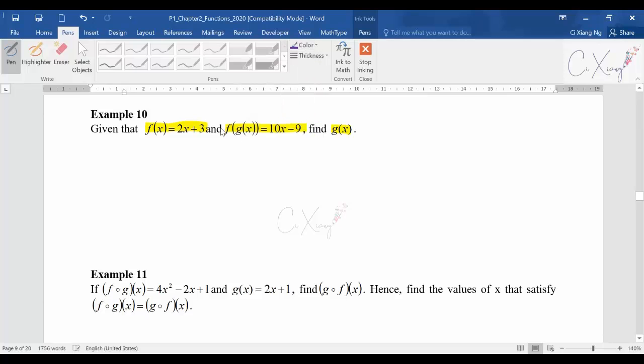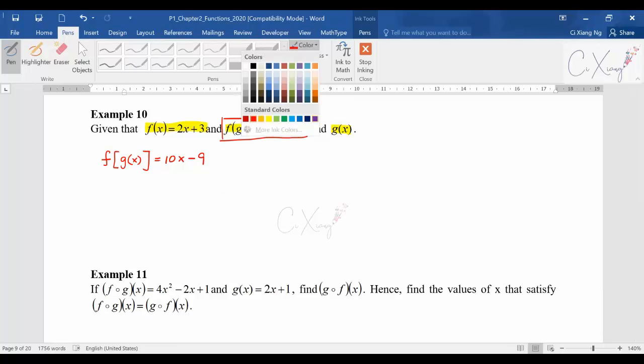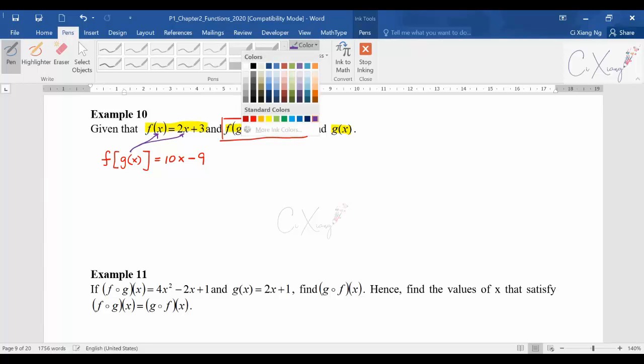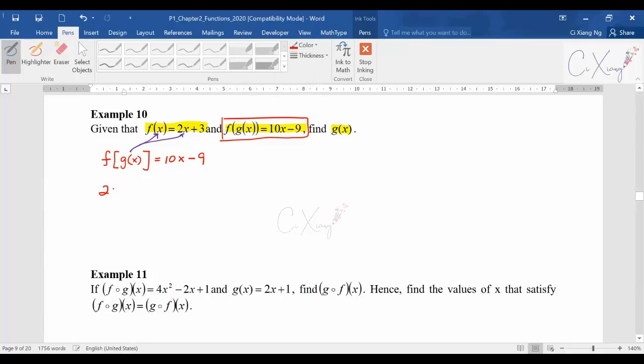To me, I will want to use this information first to start my equation. So I'm having f gx equals 10x minus 9. If I look at this f gx here, I want to substitute the x with the gx. But I don't know where the gx is, right? So I just put it like this. I'm having 2 gx plus 3 equals 10x minus 9.